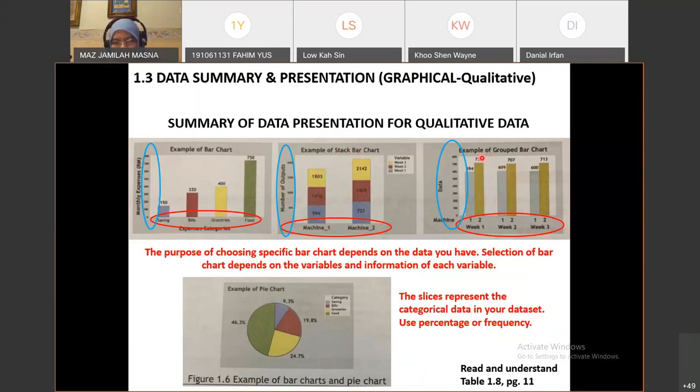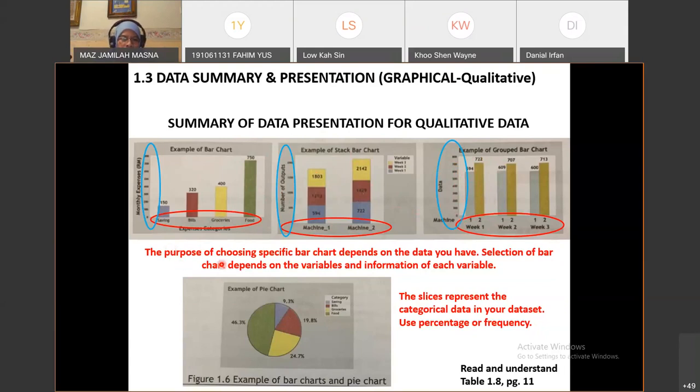Or somehow, instead of the stacked bar chart, you can use a group bar chart. Okay, almost the same information, but in this case, your x-axis is no longer the machine, but the week that you have in your data. So week one, week two, week three. And you have the machine here. I believe the gray one is machine one, and this almost green one is machine two. Yes, machine one and machine two. And the y-axis is the frequency of each of the output.